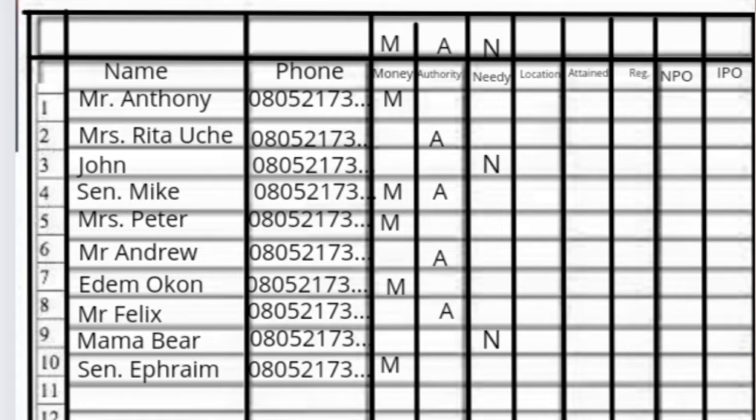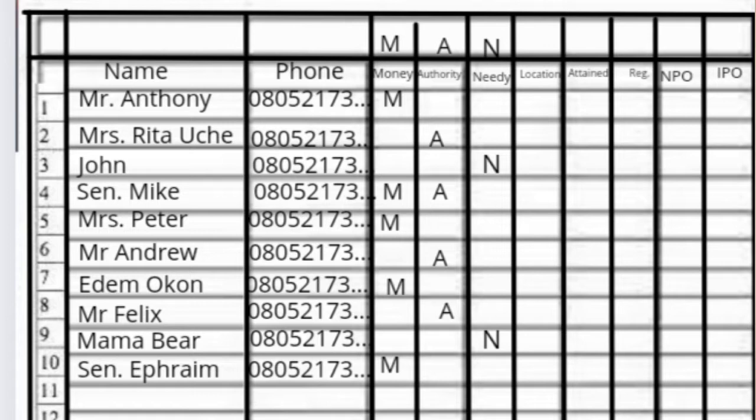After the serial number, this is a name, so you know what that means already. Number one, it could be Mr. Anthony. After Mr. Anthony, you have Mr. Anthony's phone number. It could be Mr. Anthony Roberts. After that is Mr. Anthony's phone number. So does Mr. Anthony have money? If Mr. Anthony has money, you write M, like you can see under Mr. Anthony.